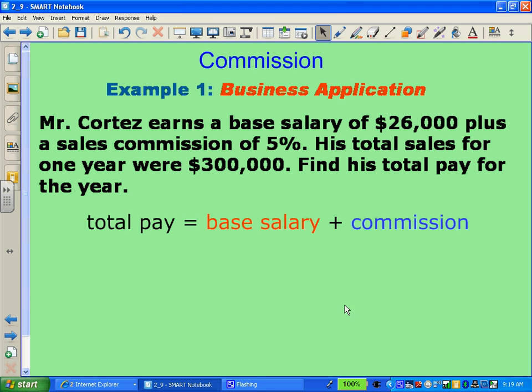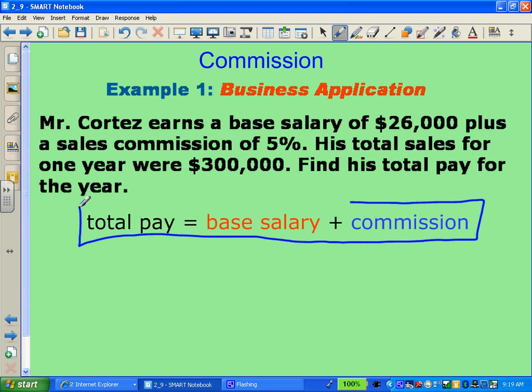So the first thing we're going to talk about is commission. For commission, we have a nice little equation that we're going to use: total pay equals the base salary plus the commission earned. Here we have Mr. Cortez, who earns a base salary of $26,000, plus he gets a commission of 5%. His total sales for the year were $300,000. Find his total pay.